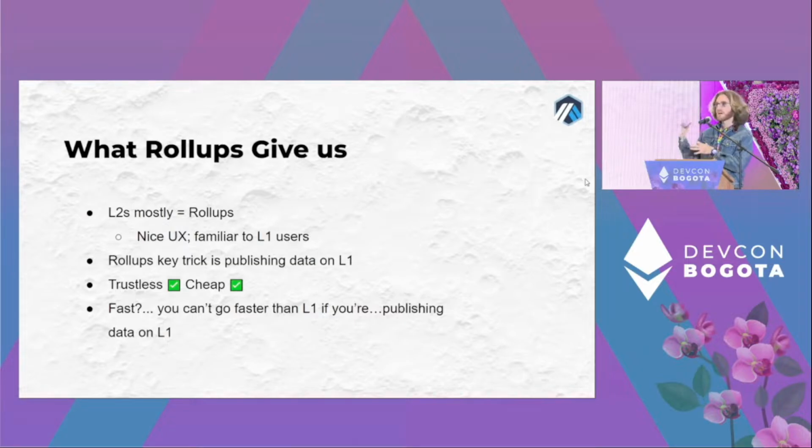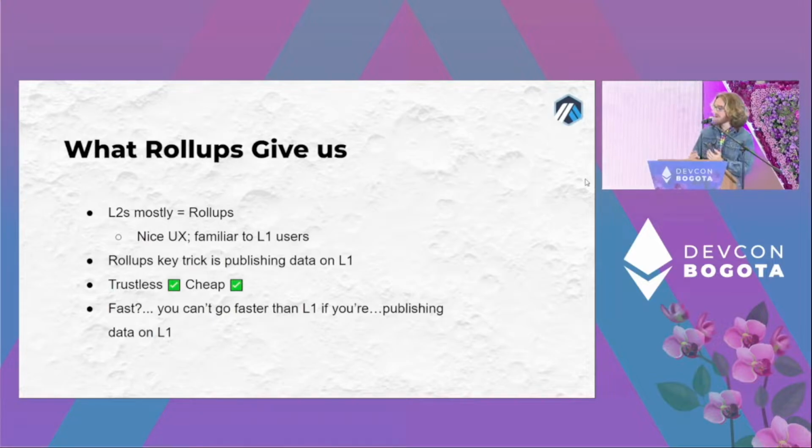So all of the other work that goes into processing a transaction, validating it, updating state, happens in a separate environment. We're not using layer 1 resources, so we can make things cheaper. So long story short, by publishing data on layer 1, we get trustlessness. We needed that. We get cheaper transactions.